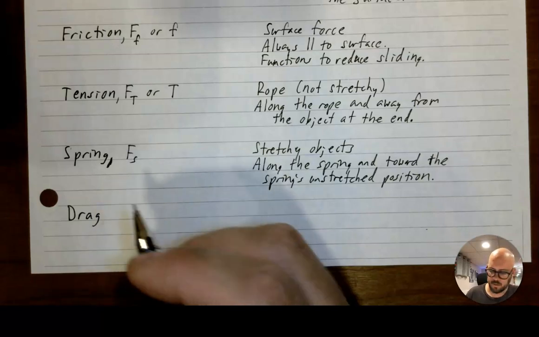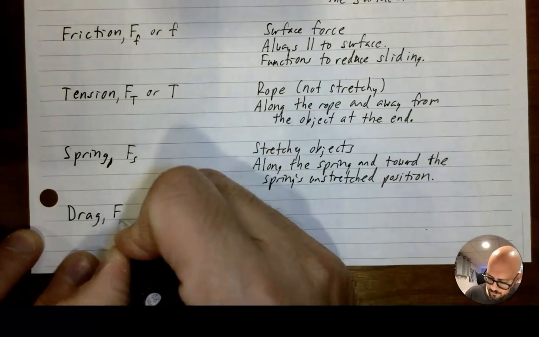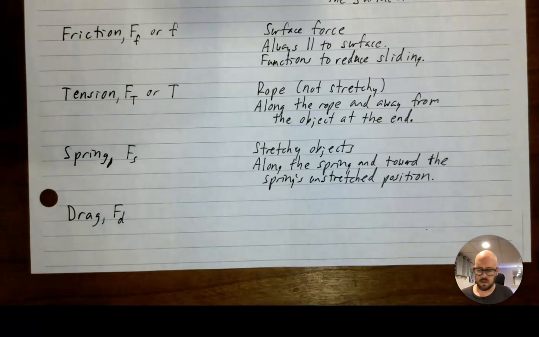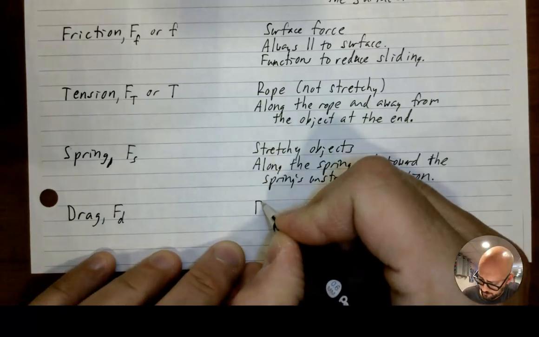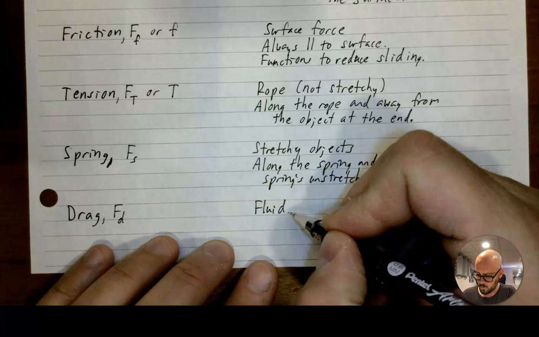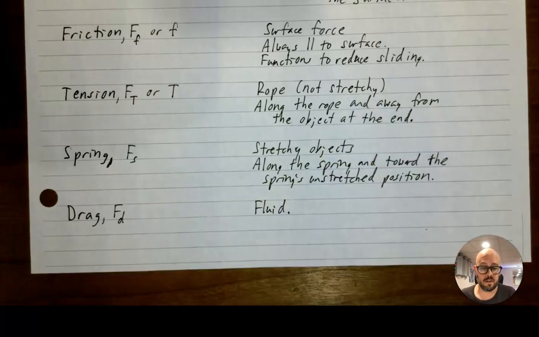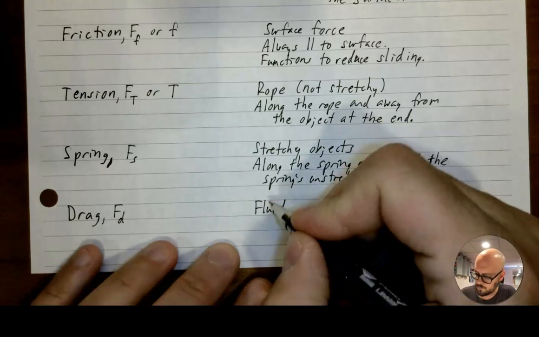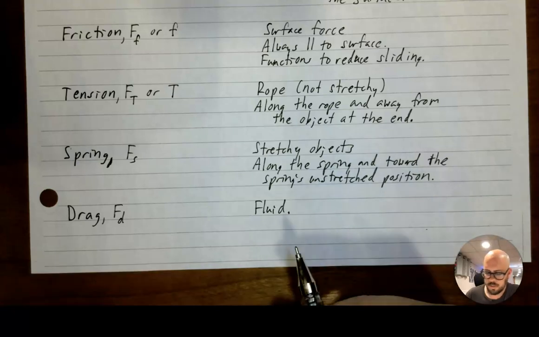Drag is the last one that has a specific set of rules, F sub D, and this is due to a fluid. Now, fluids is a unit in our course. It's the last unit of the course, when we study basically air and water and how they influence the physics that we've learned. Fluids cause this force because when objects move through air or liquid, they have to push the air or liquid out of the way. That's why if you swim, you get a resistance. You have to keep kicking to get forward. So fluids inhibit your motion.